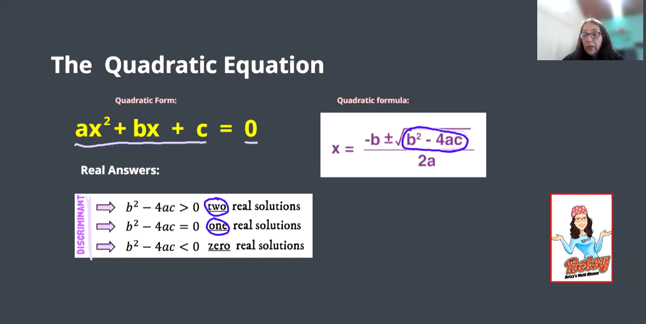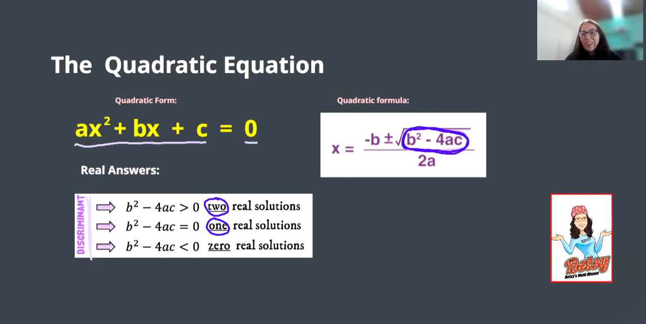Now, if you take b squared minus 4ac and you get a negative number, then there are no real solutions. Remember, your real solutions are anything that can be put on a number line. So that's the 3 right there. So right away, if you get a positive underneath that square root, you know that you're going to end up with 2 answers. If you get 0 under the square root, you're going to have 1 answer. If you end up with a negative under the square root, you will have no real answers.